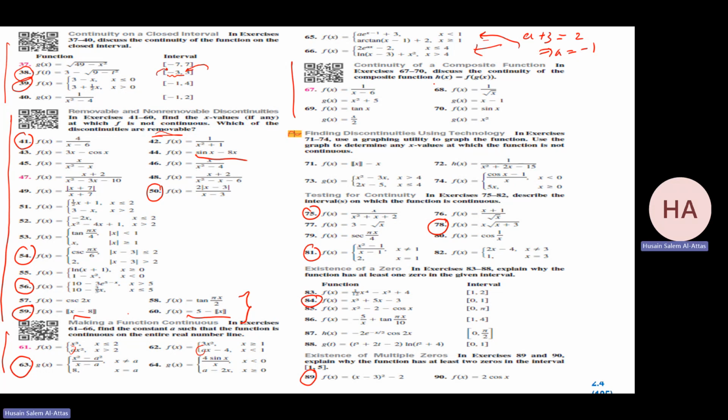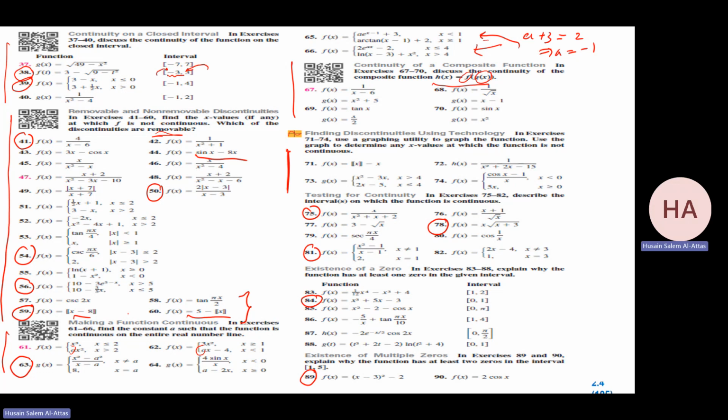Now, this is continuity for the composite function. We know if the function f is continuous, and this is continuous, the composite is also continuous. So no need to worry about this. Finding discontinuity, I have to check for these functions when they are discontinuous. The exercise uses a graphic utility, and we'll try to do it analytically.